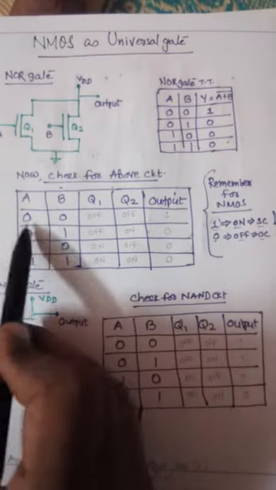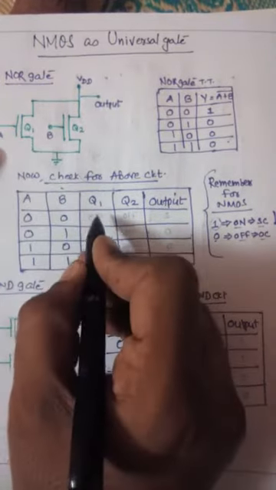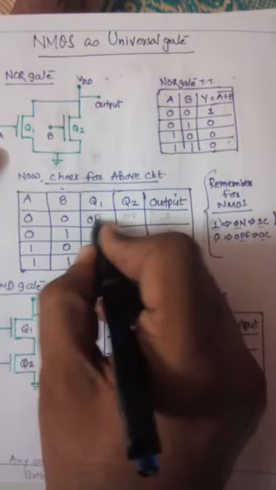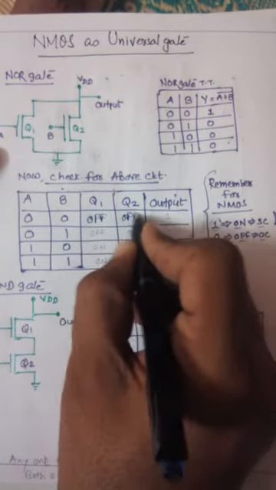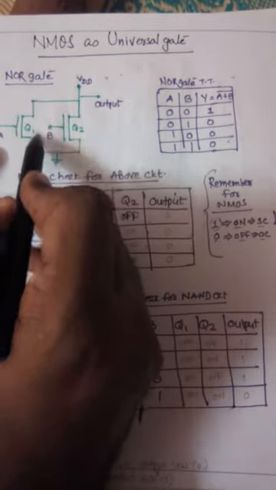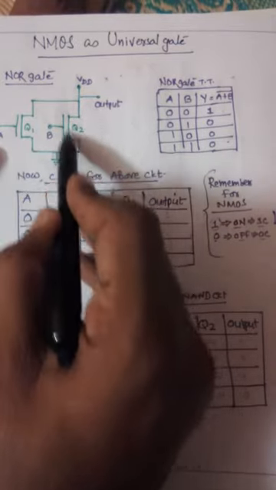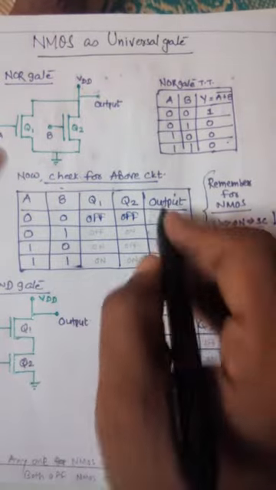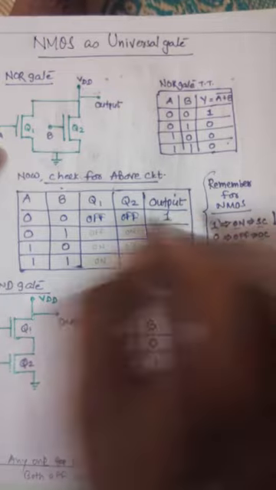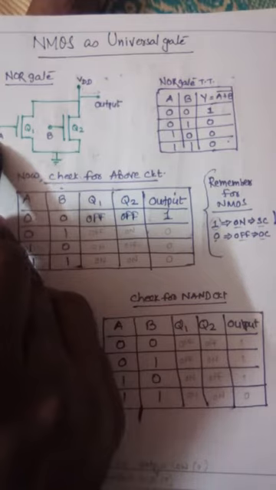We check here for A and B equal to 0 and 0. So both 0 0 is given, and Q1 and Q2 are both in off mode. Off mode means what? Here is the open circuit, here is the open circuit. So current cannot flow through to ground, and goes outside. So the output is available as a 1. Okay. Now in the second condition, this is 0 and this is 1.